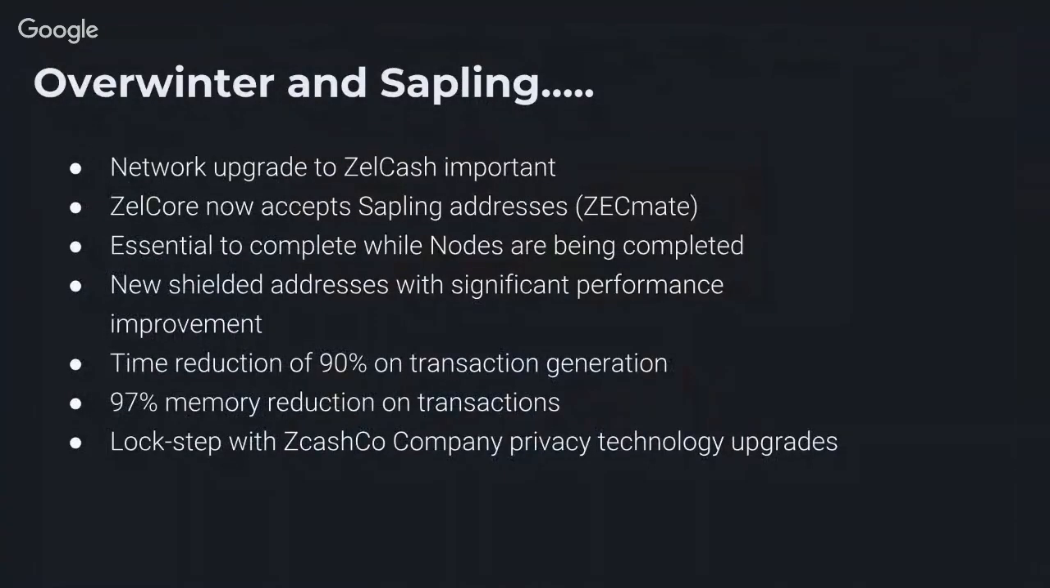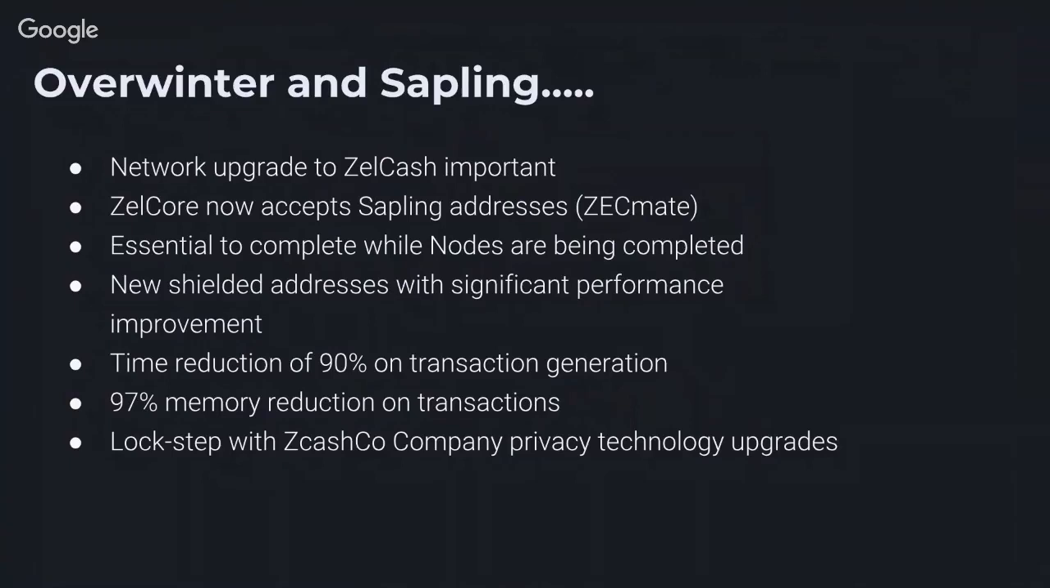What does Overwinter and Sapling bring to us? The network upgrade will be very important for ZelCash. ZECmate now accepts the Sapling addresses, and essentially what we're looking to do with our chain is bring it up to compliance with the Zcash chain as well. It's essential to complete while the nodes are being completed. We want to get this taken care of now rather than later.